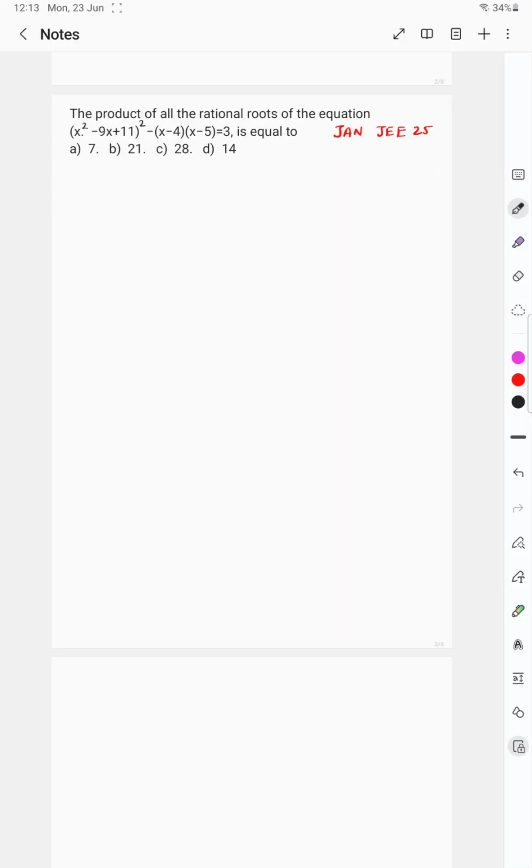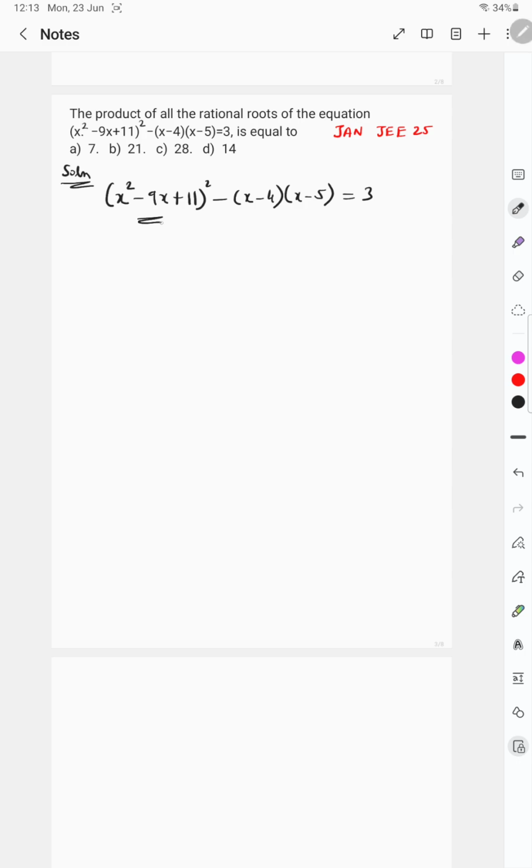Hello everyone. This is a question that was asked in January JEE Mains 2025. Let's read. The product of all rational roots of the equation (x² − 9x + 11)² − (x − 4)(x − 5) = 3.